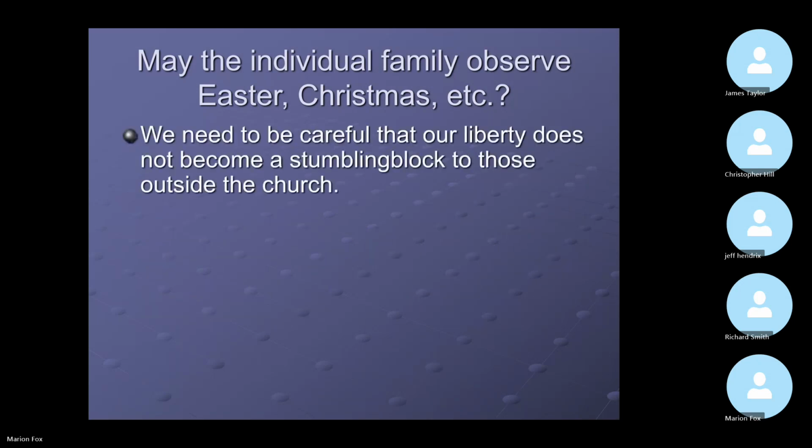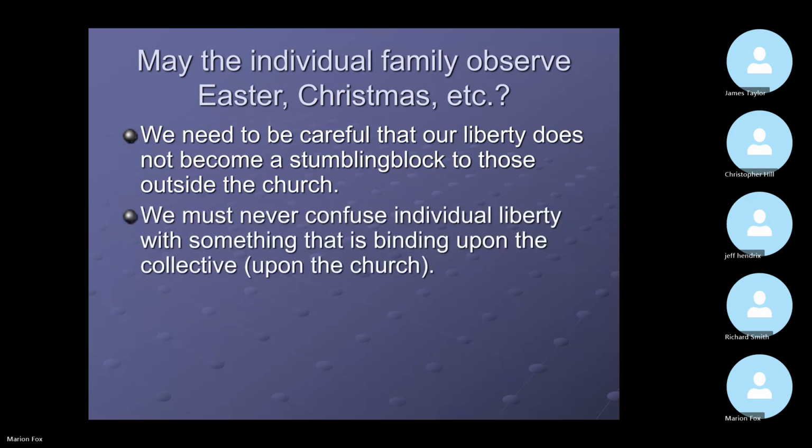So I may study Pentecost with my family on Pentecost. I may even preach a sermon about what happened at that time. But the church has no business observing it as a collective group. We need to be careful that our liberty does not become a stumbling block to those outside the church. And I believe if we got to observing these things as individuals, we can become a stumbling block. We need to be very careful. We must never confuse individual liberty with something that's binding upon the collective, upon the church.